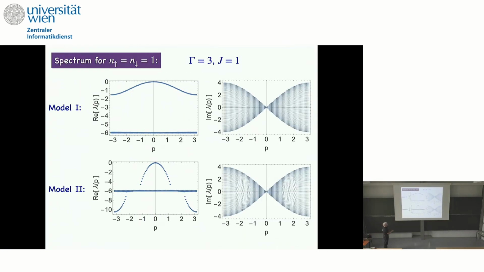So let's see what the spectrum looks like in this sector. For model 1, this Hubbard model I was just talking about, all the eigenvalues are complex. These are the imaginary parts of all the eigenvalues. These are the real parts. And what you see is most of the eigenvalues sit down here. They have a large negative real part, which corresponds to states which decay very, very quickly exponentially in time.